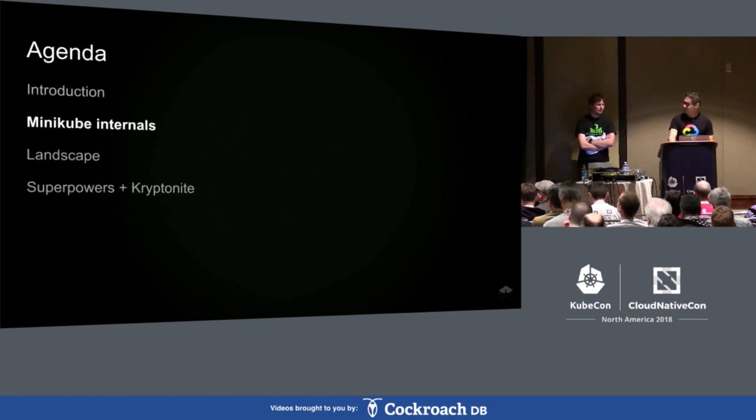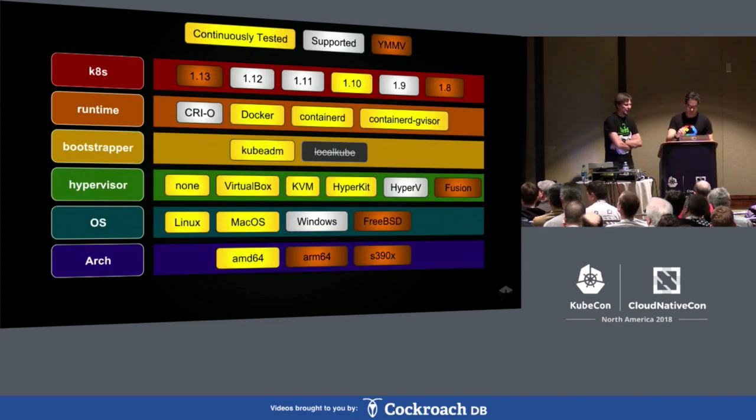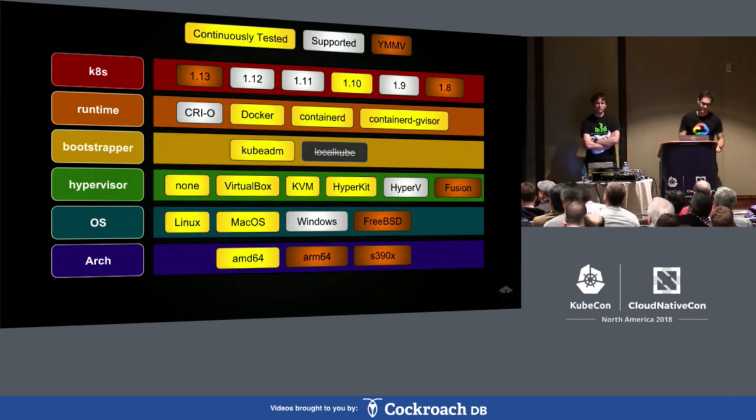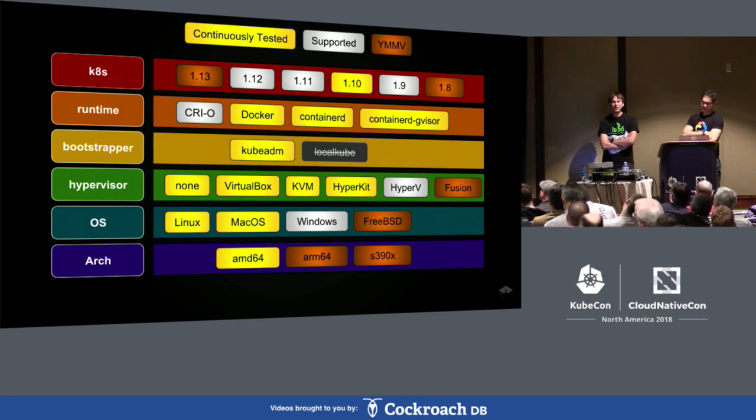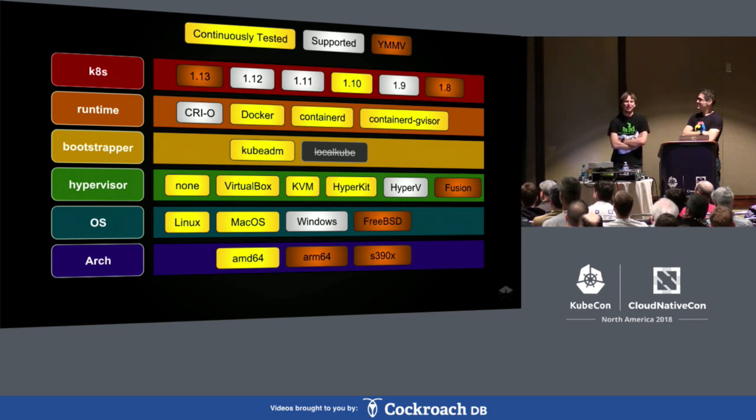All right, Minikube internals. I'm going to talk a little bit more about Minikube internals. One of the things that makes Minikube Minikube is this confusing support matrix. So we support a lot of options.